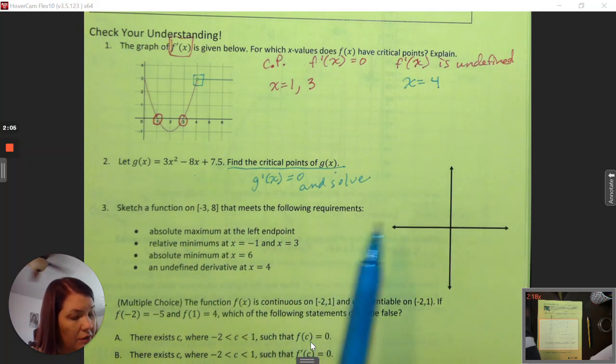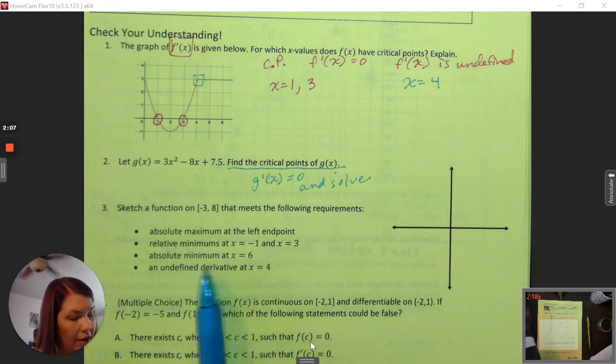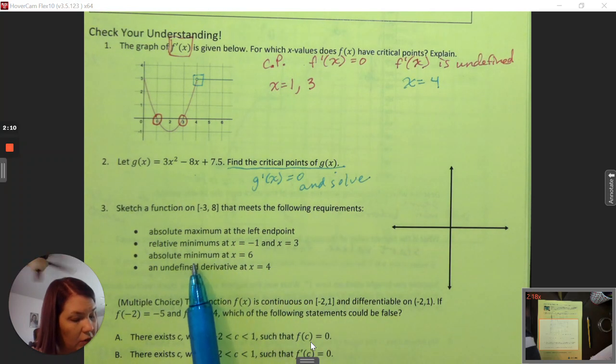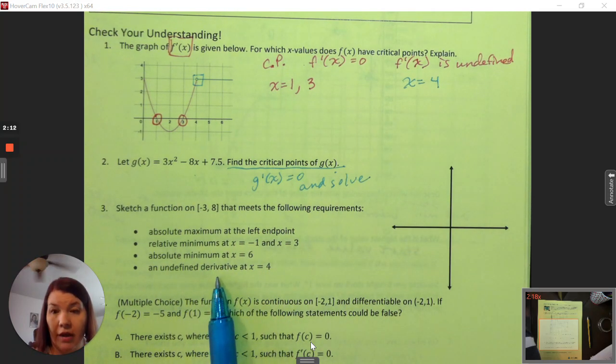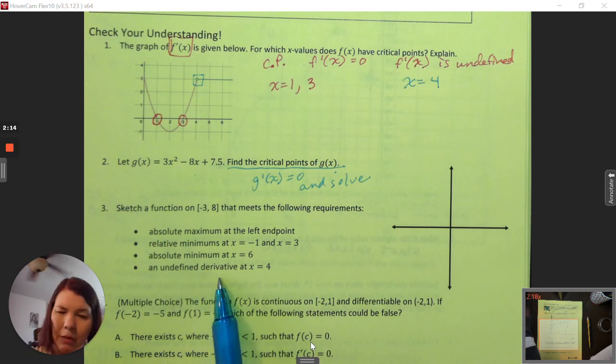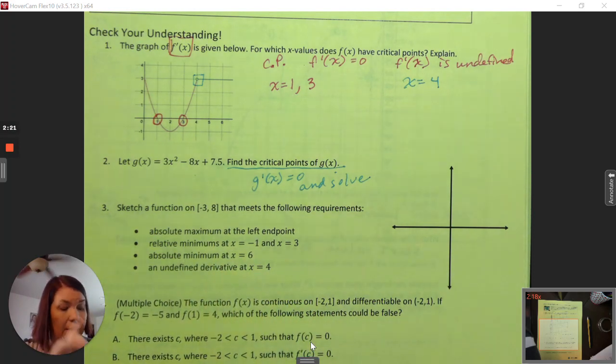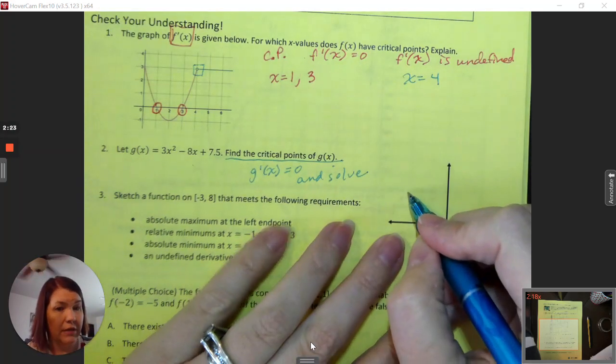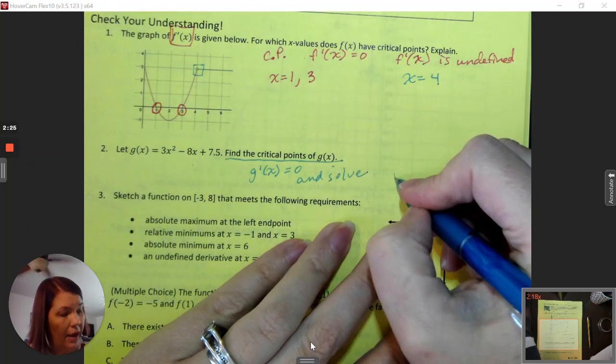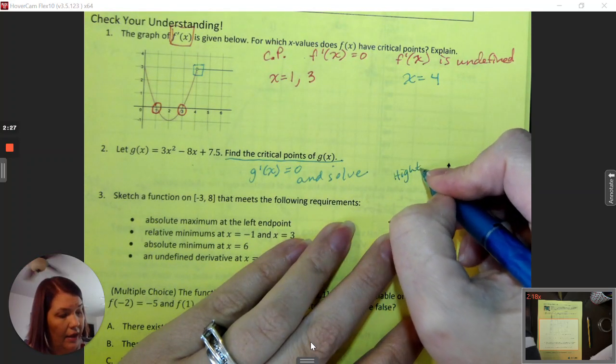Sketch a function that meets the following requirements: absolute max at the left endpoint, relative mins at two values, absolute min at another, and an undefined derivative at another. So we've got to kind of remember what makes the derivative undefined. And so that's a little tricky. We'll get back to that. But the idea is the absolute max is at the left endpoint. So the absolute max is somewhere over here. Highest at the endpoint.